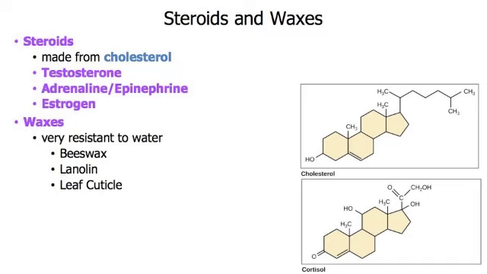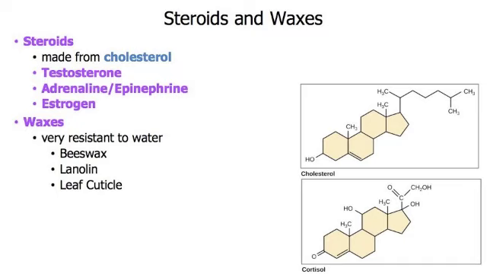Moving on to steroids and waxes. Steroids are classified as lipids because they are hydrophobic. However, steroids are very different from fats in structure and function. All steroids have a carbon skeleton that is bent to form 4 fused rings. Different steroids vary in the functional groups attached to the core set of rings, and these variations affect their function.